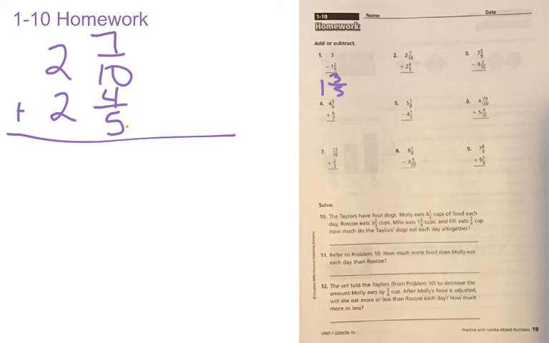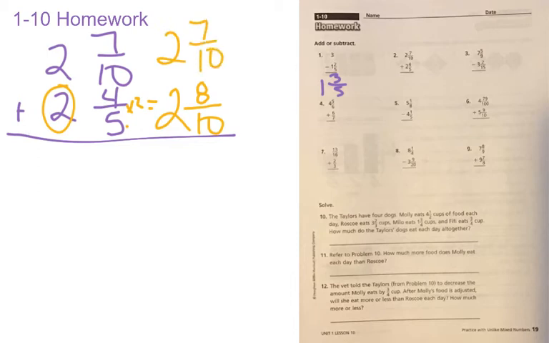And so we need to get a common denominator. Well, I know 5 times 2 is 10. So remember, anything I do to the top, I do to the bottom. And so I have 4 times 2 is equal to 8, and 5 times 2 is equal to 10. And now I have that fraction with a common denominator. Now I need to go back and pull over my whole number. So I have 2 8/10. So now what I have is 2 7/10 plus 2 8/10.